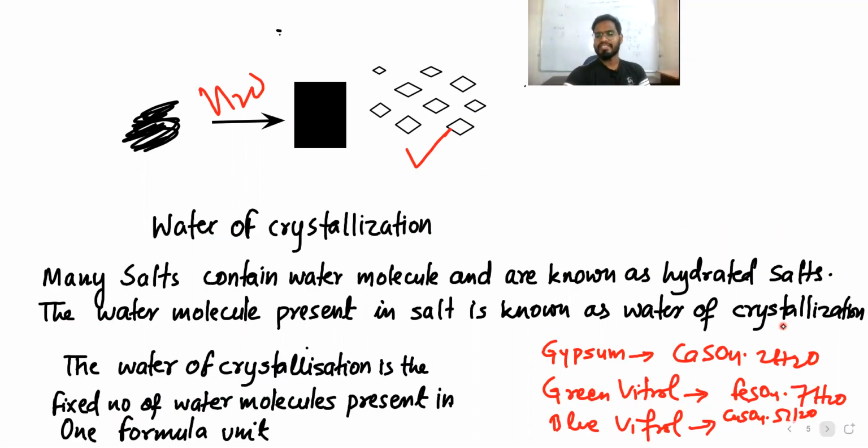So we can say there are a few examples where we add a fixed amount of water molecules and that becomes a crystalline solid. That is gypsum, CaSO4·2H2O; green vitriol, FeSO4·7H2O; blue vitriol gives CuSO4·5H2O. So these are examples where, by adding water molecules, you will get a crystalline solid.